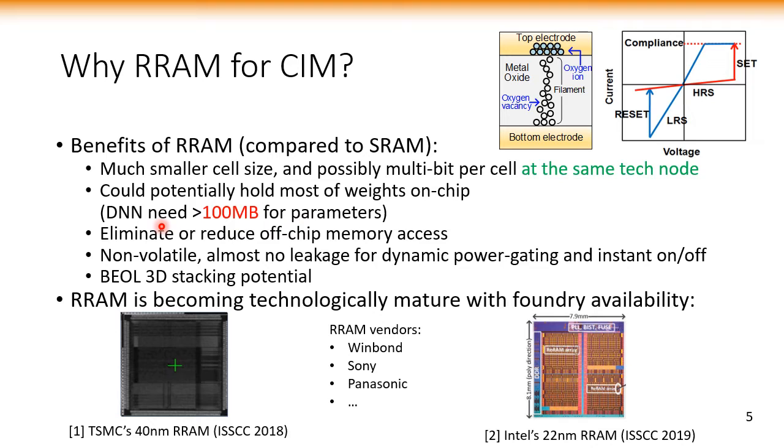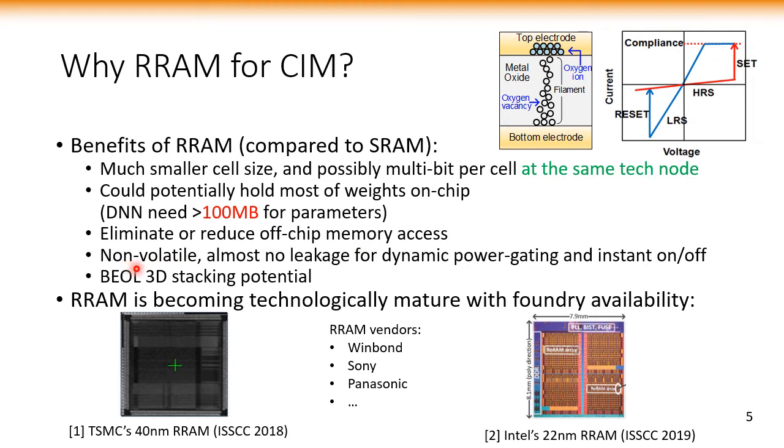For example, a deep neural network may need more than 100 megabytes of capacity for the on-chip memory. And RRAM has the potential to hold all the models on chip. Therefore, we can eliminate or reduce off-chip DRAM access, which is a bottleneck for the energy consumption.